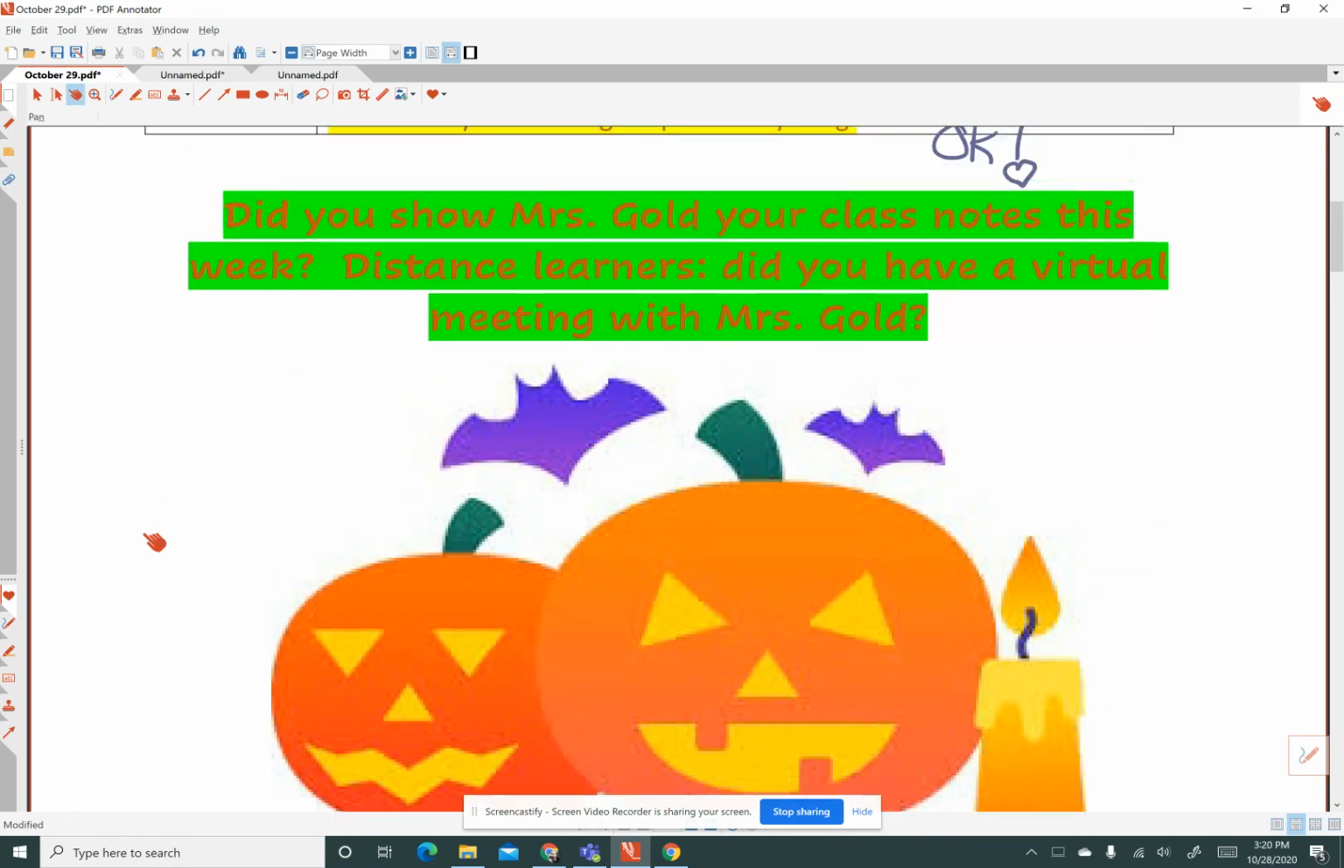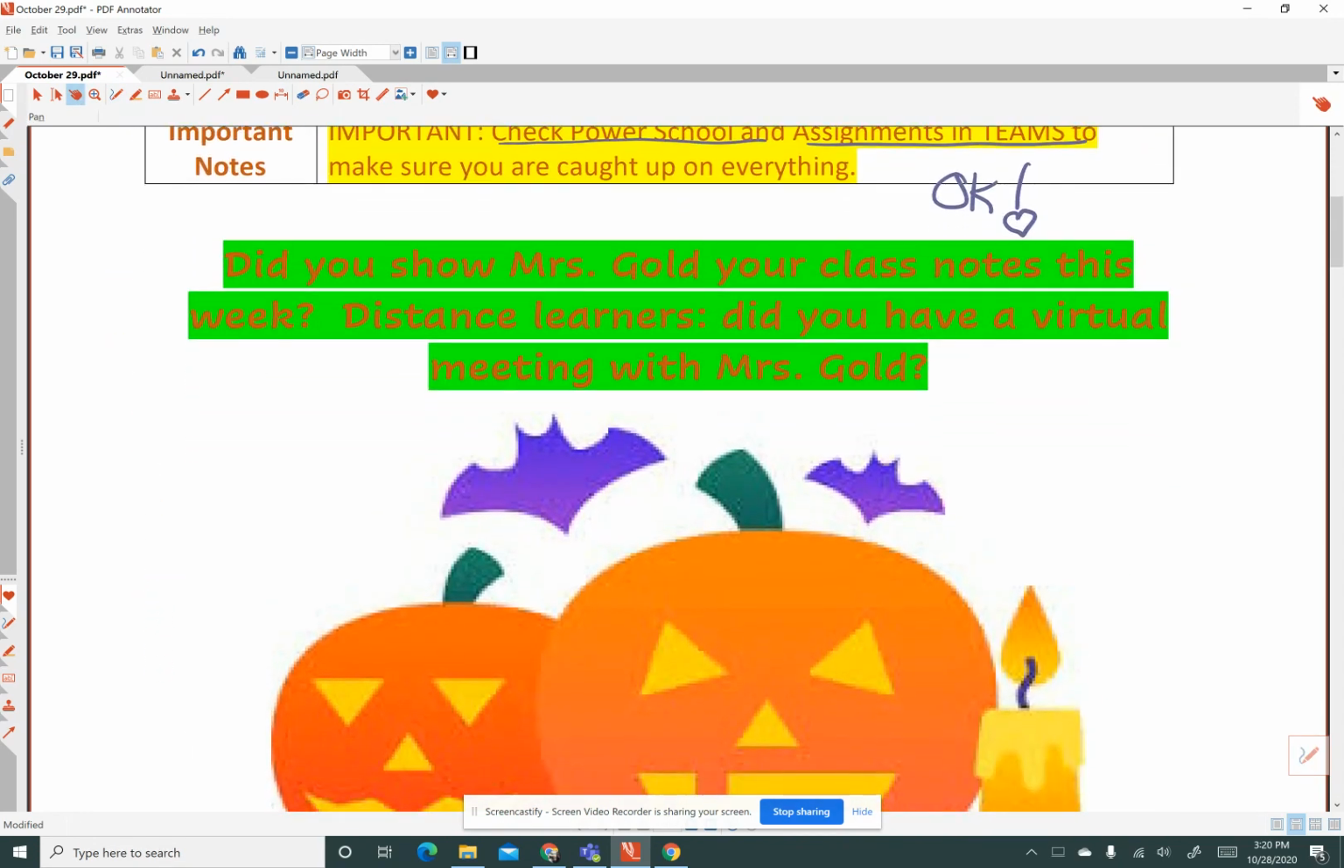And so just a little note I have for you is I want you to think about whether you have remembered to show me your notes this week. It's all about the notes. That's where we do the work in math class, in the notes. Our do now and our exit, we can always type a sentence or two or answer those questions in Teams, but really we need to show our work in math.